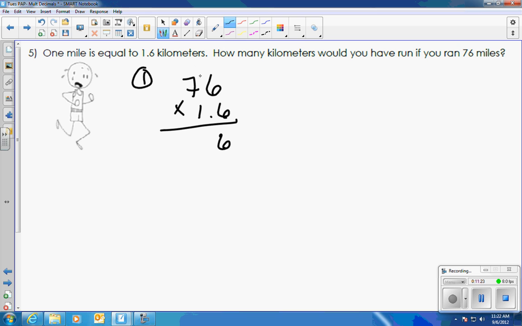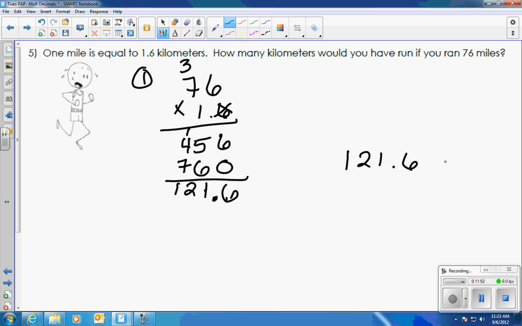6 times 6 is 36. That's 42 for 6 times 7, plus the 3 is 45. Cross that out, put my placeholder. 1 times 6 is 6, 1 times 7 is 7. 6, 11, carry my 1. That's 11 plus 1 is 12. 1 decimal place, so he would have run 121.6 kilometers.